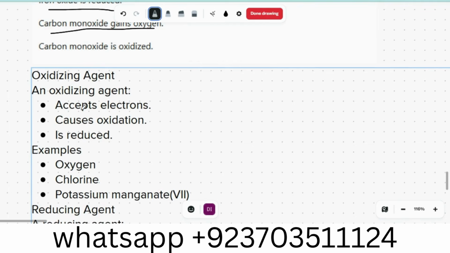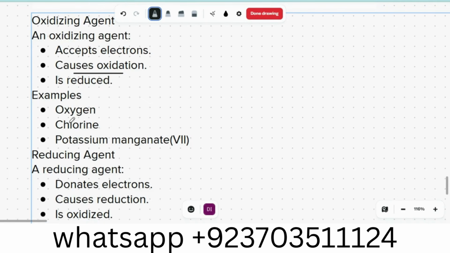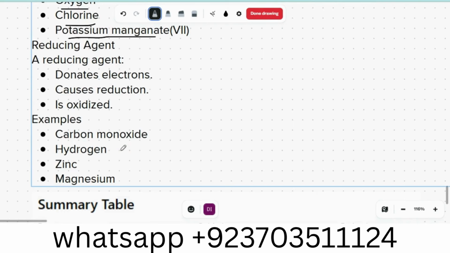An oxidizing agent accepts electrons, causes oxidation, and itself is reduced. Examples: oxygen, chlorine, potassium permanganate. A reducing agent donates electrons, causes reduction, and itself is oxidized. For example, carbon monoxide, the example we did, hydrogen, zinc, and magnesium.